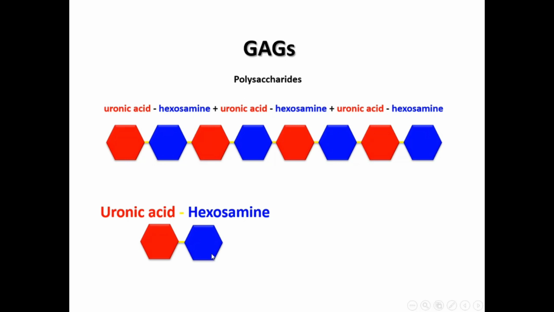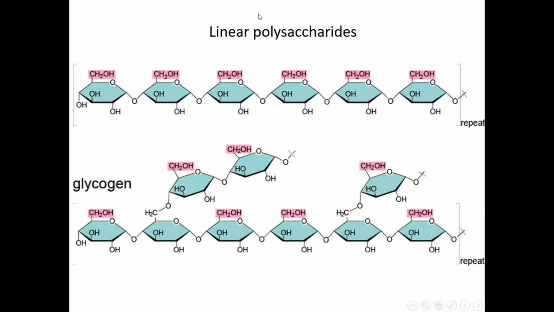So in the GAG, a repetition of one disaccharide makes a polysaccharide. We call these polysaccharides GAGs. Another characteristic of the GAGs is that they are linear polysaccharides, not branched. You can see here a branched polysaccharide with two branches of sugars. But the GAG is a linear polysaccharide, just a repetition of disaccharide in a linear pattern.